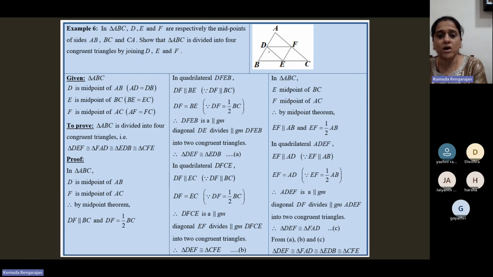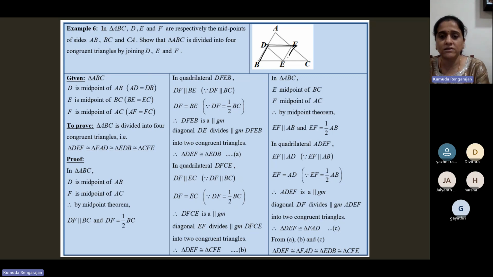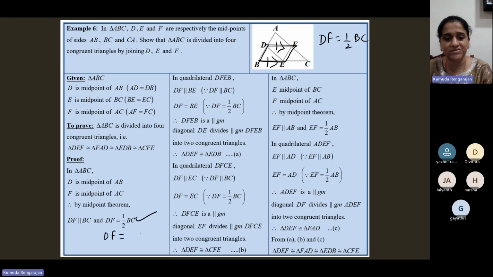Now in this quadrilateral DFEB, we can easily prove that one pair of opposite sides are parallel and equal. See here, this is parallel to this one and this is equal to this one. Why is DF equal to BE? Because DF is equal to half of BC, right? So DF is equal to half of BC, which is BE, because E is the midpoint.